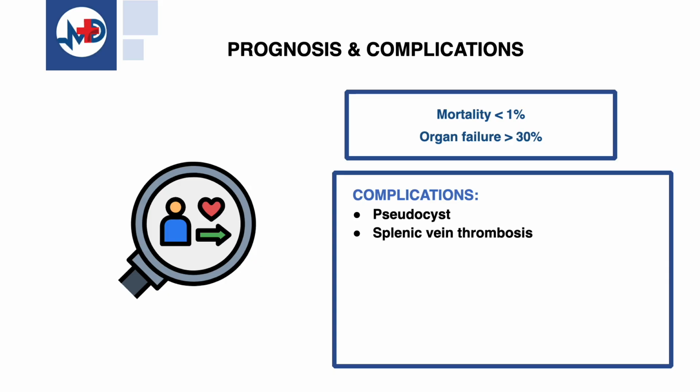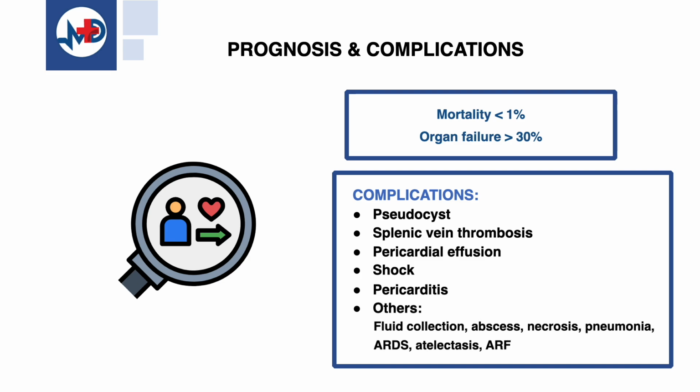Splenic vein thrombosis, pericardial effusion, shock, and pericarditis. And other complications include fluid collection, abscess, necrosis, fluid accumulation in the pleural space leading to pneumonia, ARDS and atelectasis, as well as acute renal failure due to the direct extension of inflammation to the kidneys.